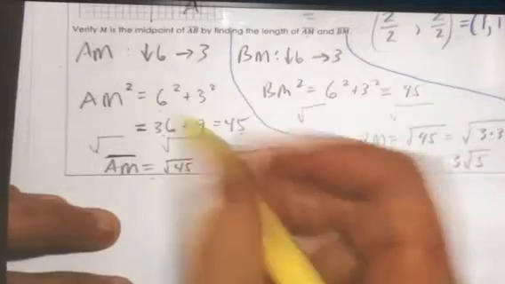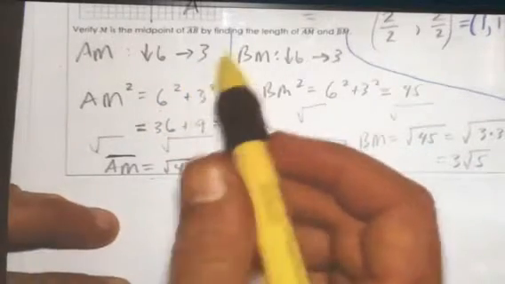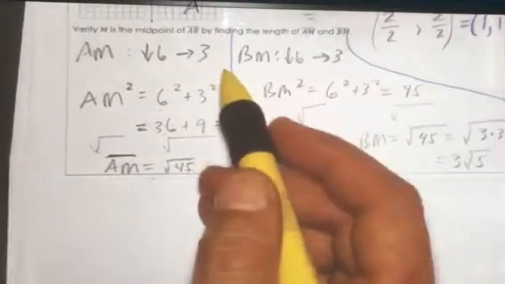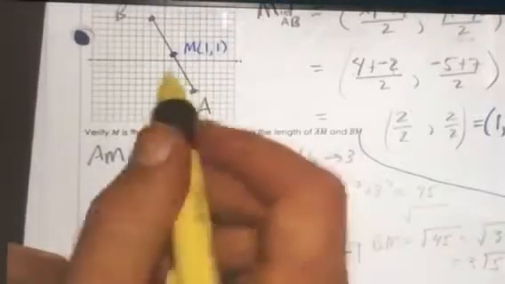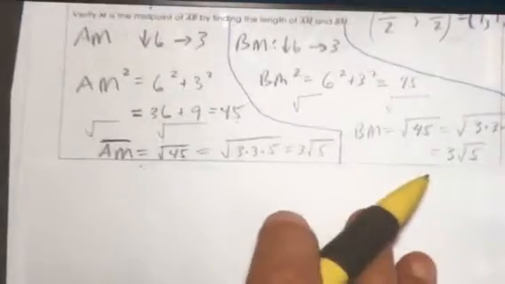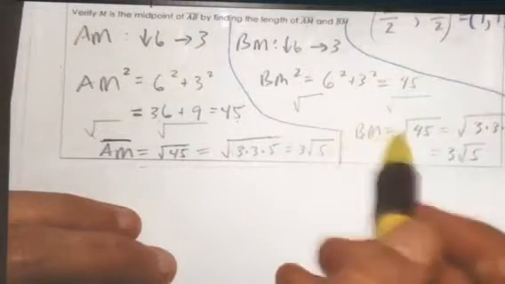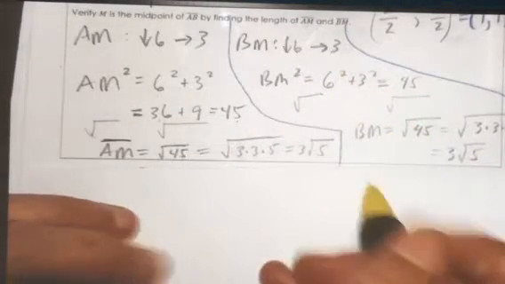So then we know that we did this correctly if we get the same distance for this second segment, BM. And again, we see a move down 6 and right 3, so all the math is the same here, and we get 3 radical 5.